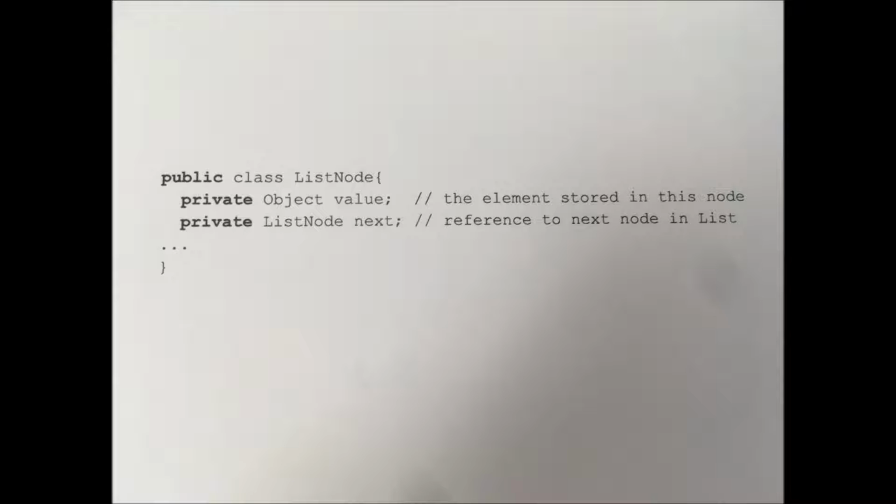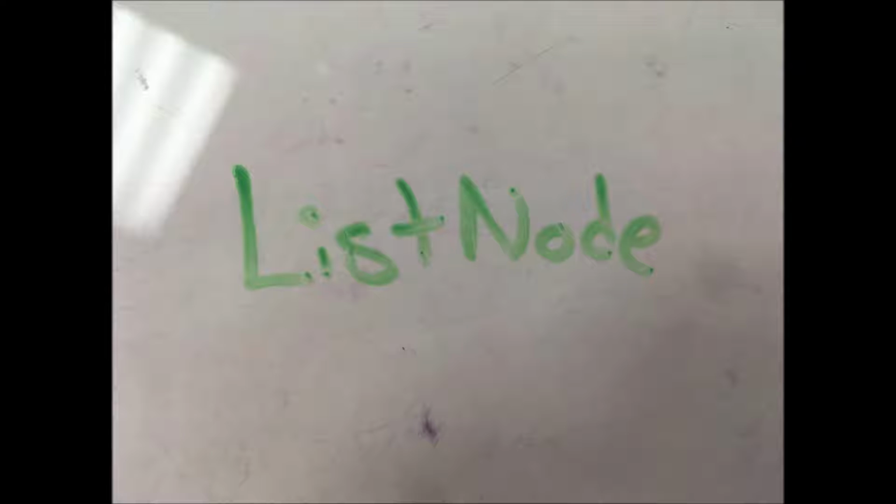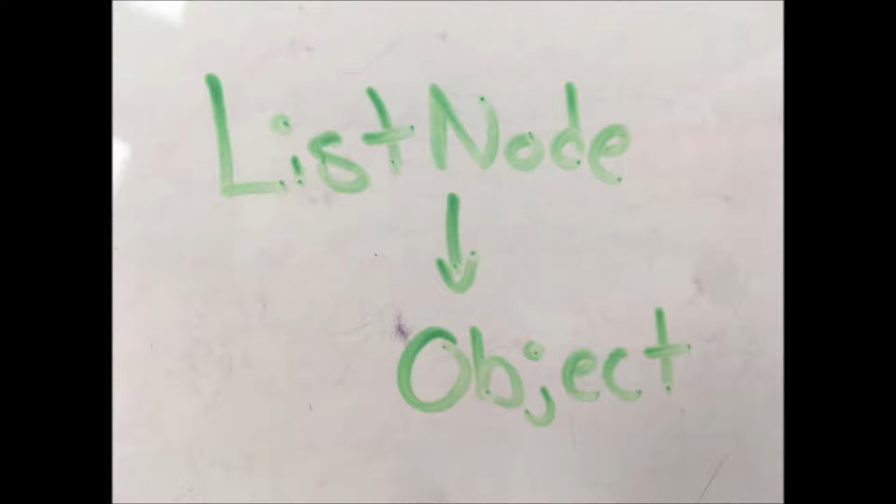A list node will have 2 data members, an object and a reference to another list node. The instance variable will point to the next list node in a linked list. The list node class is constructed so that the elements of a list are objects. Since any class extends object, you can put any kind of object into a list, including arrays and strings.